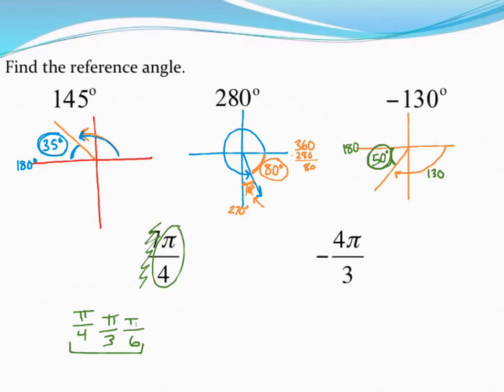For negative 4 pi over 3, once again, I recognize that 3 is a special denominator. So my reference angle is just pi over 3. Scribble out all the rest. Pi over 3, also known as 60 degrees. So I know that, yep, that is a positive acute angle.